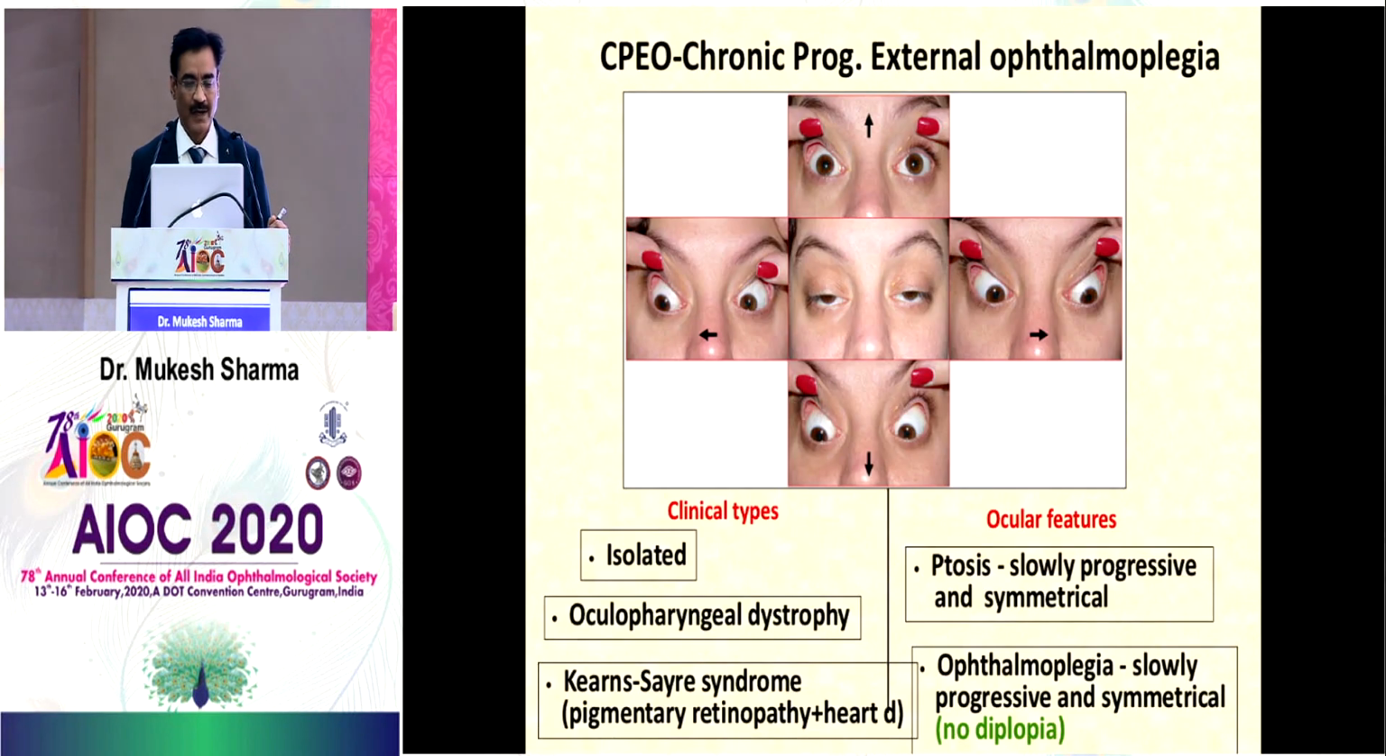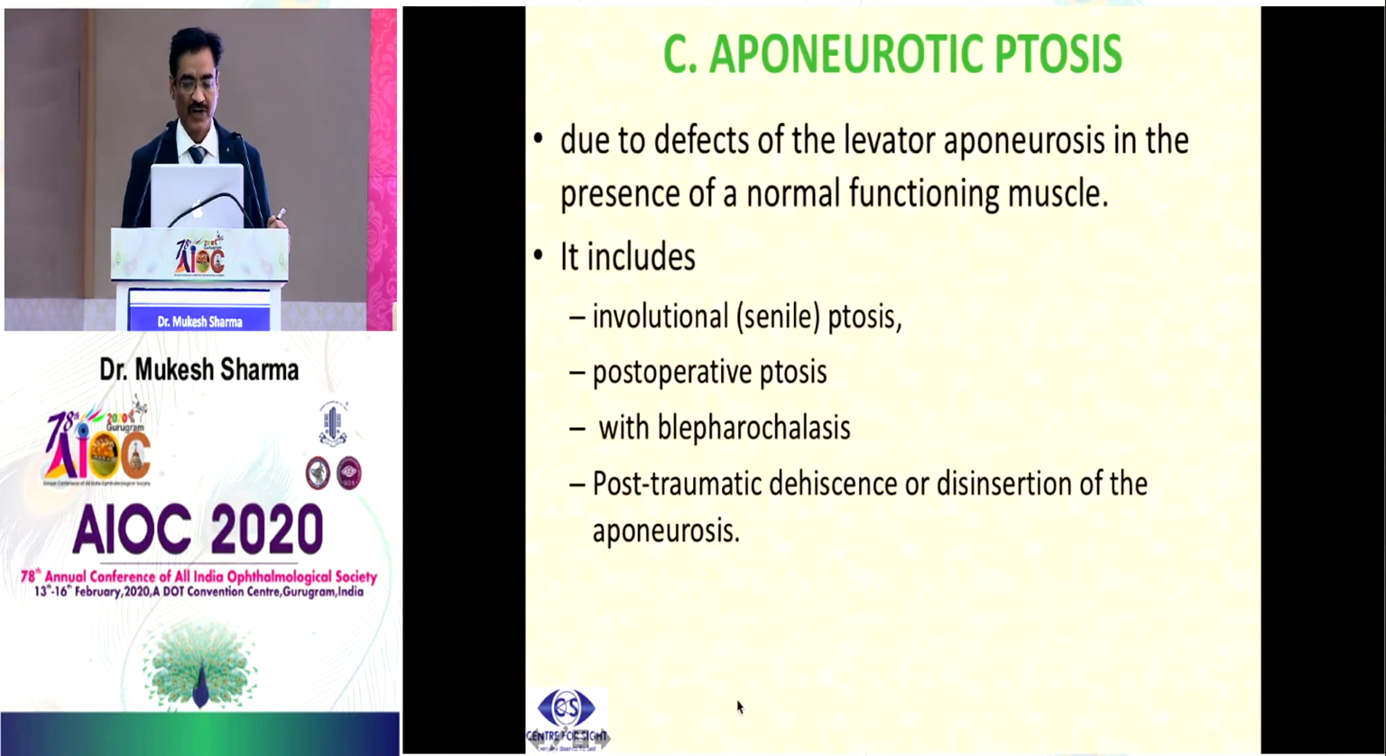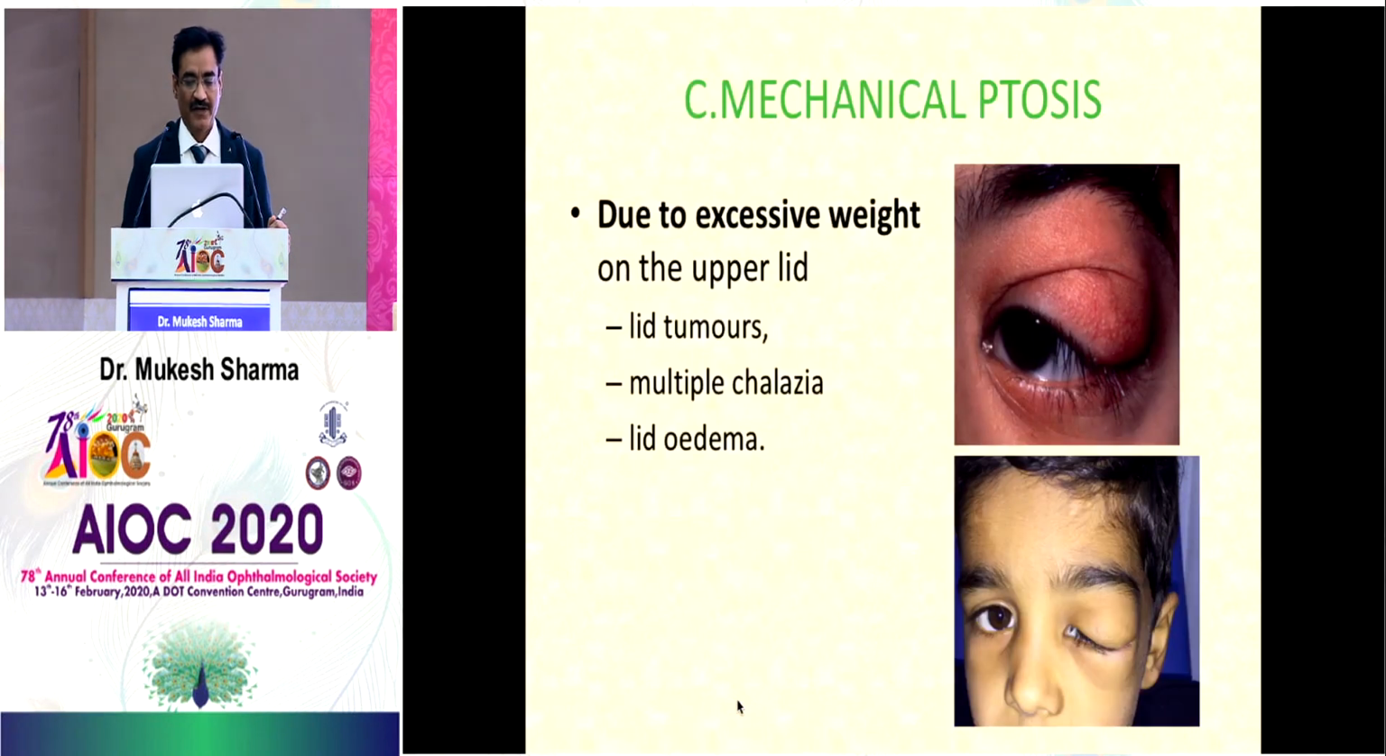Then one very important entity known as CPEO or chronic progressive external ophthalmoplegia. Sometimes it is associated with pigmentary retinopathy and conduction heart defects. There it is known as Kearns-Sayre syndrome. Aponeurotic ptosis, we have already discussed it.